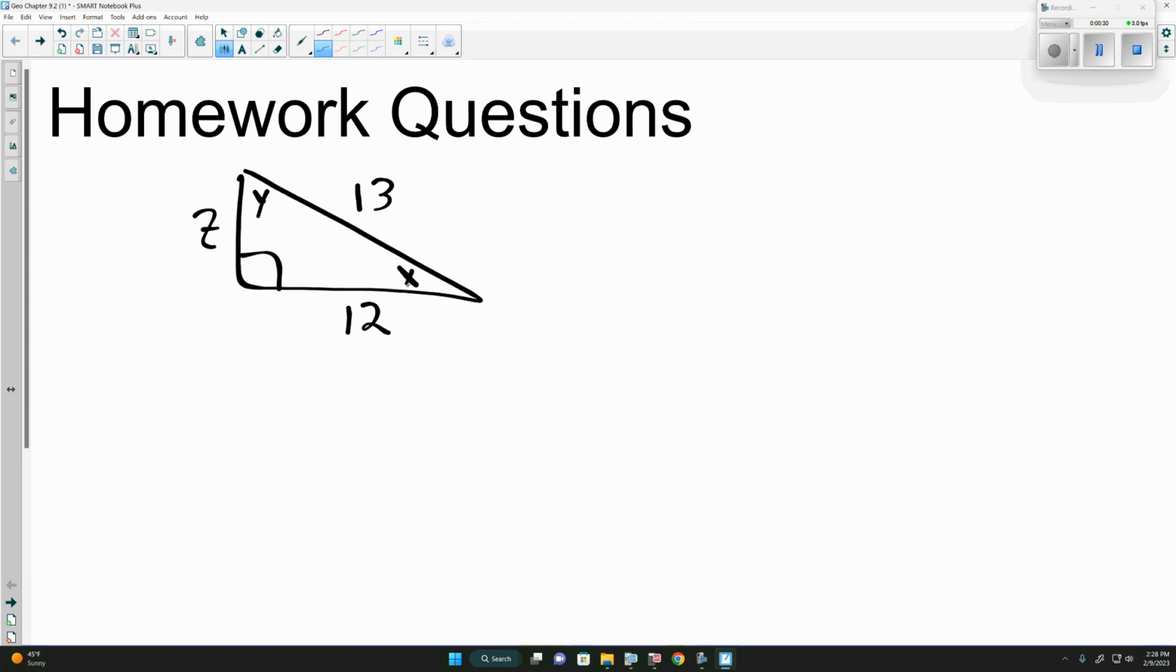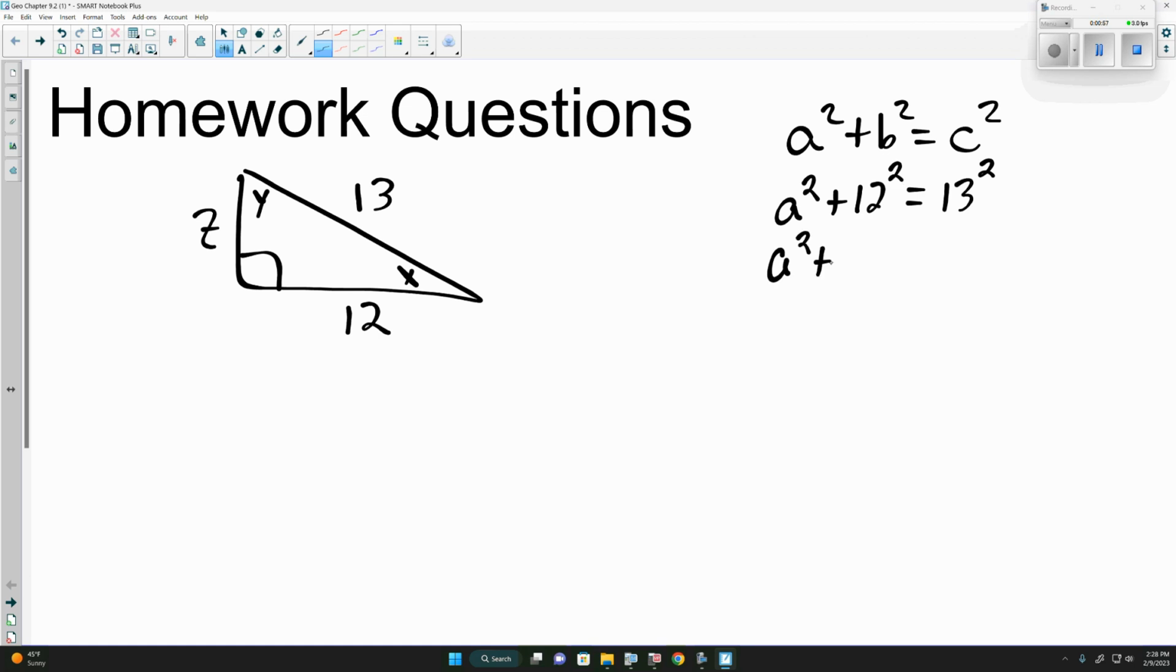So we have a right triangle. What can we use to solve for the third side? The Pythagorean theorem, a squared plus b squared equals c squared. We're given the hypotenuse, which is 13, and one of the side lengths. At this point we can simplify. 12 squared is 144. 13 squared is 169.